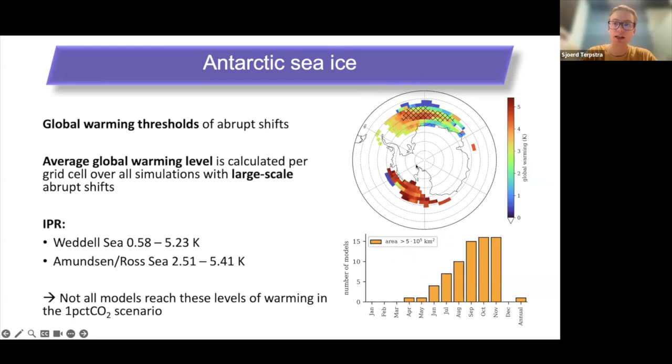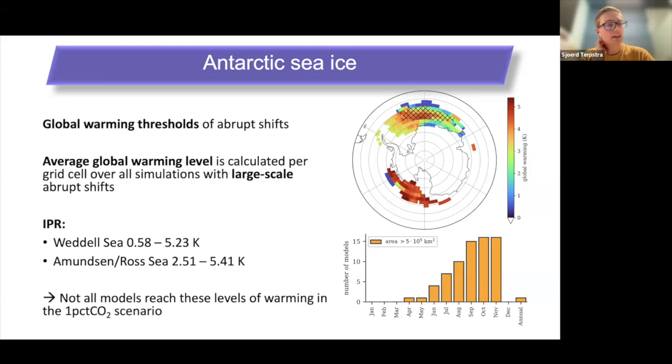Where you have the hashed overlay, it means that there are at least 5 models at those grid cells that have a large-scale abrupt shift there. Now you can see that most of them indeed occur around the Weddell Sea, but there's another area around Amundsen and Ross, and this is more like 3 models that are really extensive here. And we can see that in the Weddell Sea, the global warming threshold is quite lower, so the average in the region is 0.5 to 5 degrees. Well, if you look at the Amundsen and Ross, the temperature is a bit higher. It starts only at 2.5 degrees.